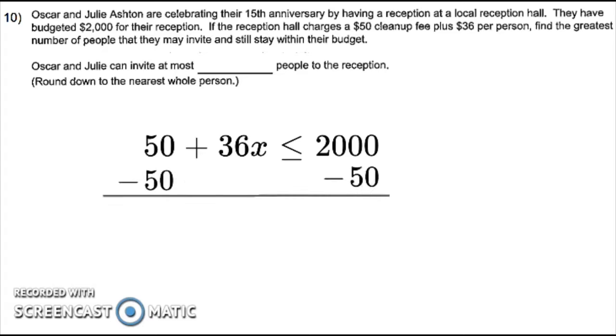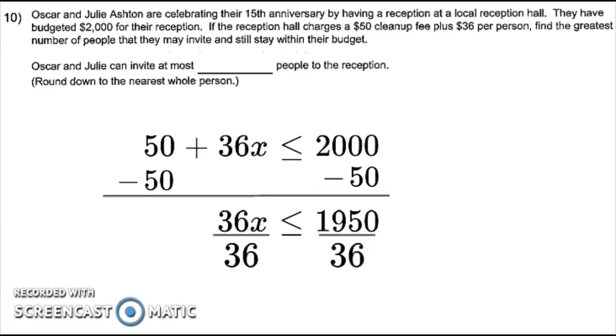So solving for x, we subtract 50 on both sides. We get 1,950. Divide both sides by 36, and we get a decimal. It says round down to the nearest whole person will be 54. So you can invite at most 54 people to the reception. And that is number 10.